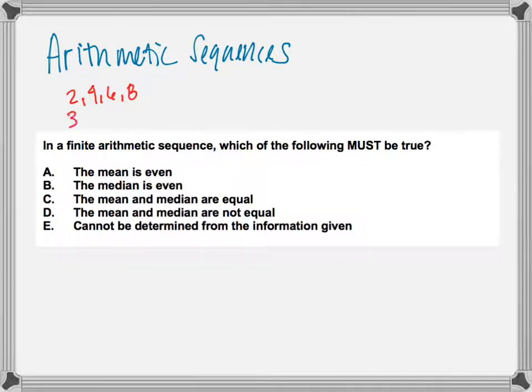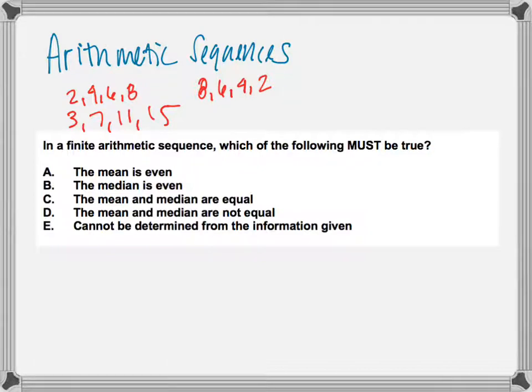It could also be 3, 7, right? How do I get from 3 to 7? It's plus 4, right? 3, 7, 11, 15. Plus 4, plus 4, plus 4. These can also go down. It could be like 8, 6, 4, 2, as long as it's plus or minus the same number, right?